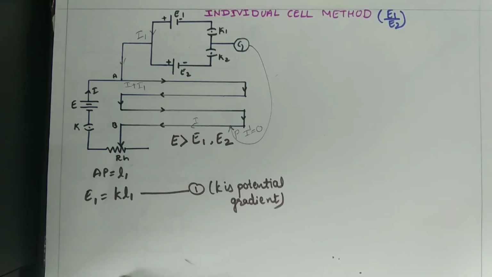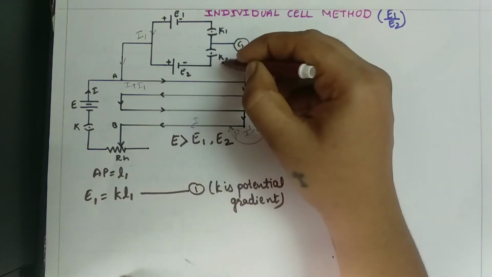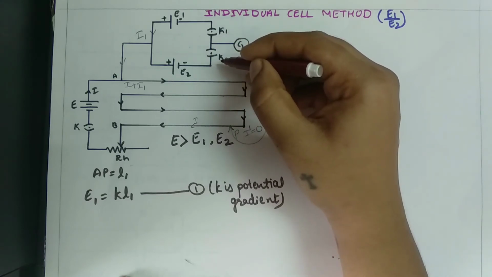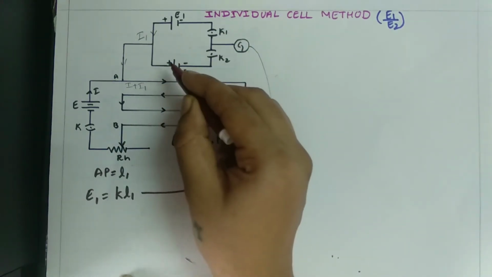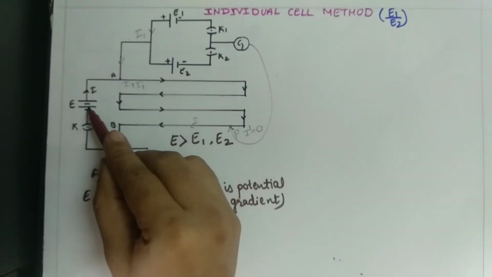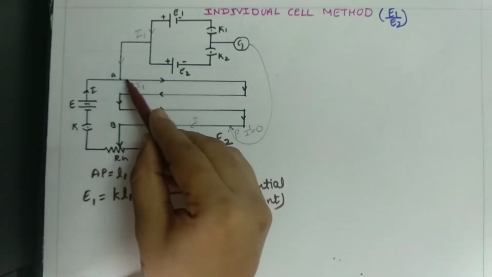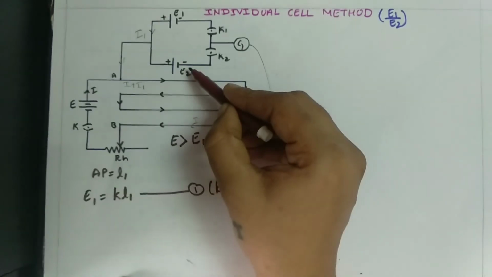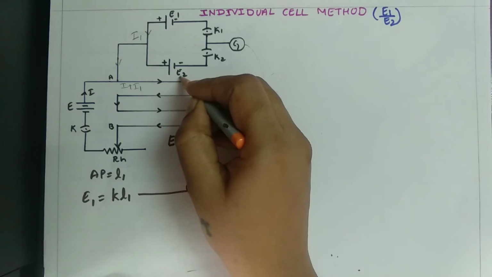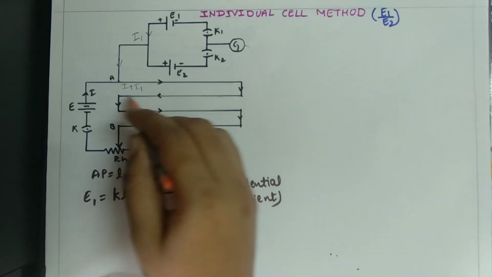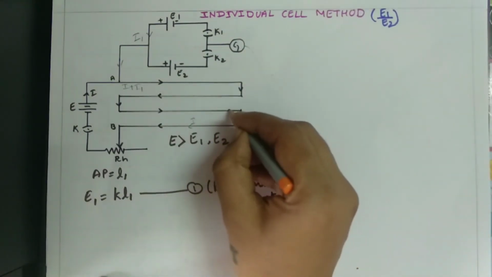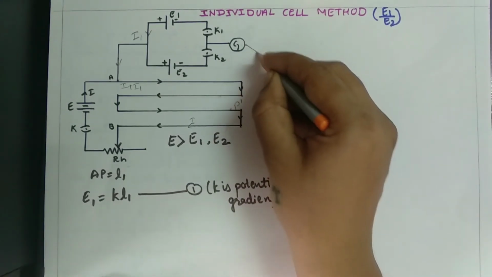Proceeding further, now key K1 is kept open and K2 is closed. When K1 is open and K2 is closed, the cell of EMF E2 comes into the circuit. So now our entire circuit consists of the auxiliary cell with EMF E, the potentiometer wire and E2. Since K2 is closed, to find the balancing length for E2, go on touching the jockey at different points on the potentiometer wire. Somewhere here, say P dash, we get the null point.